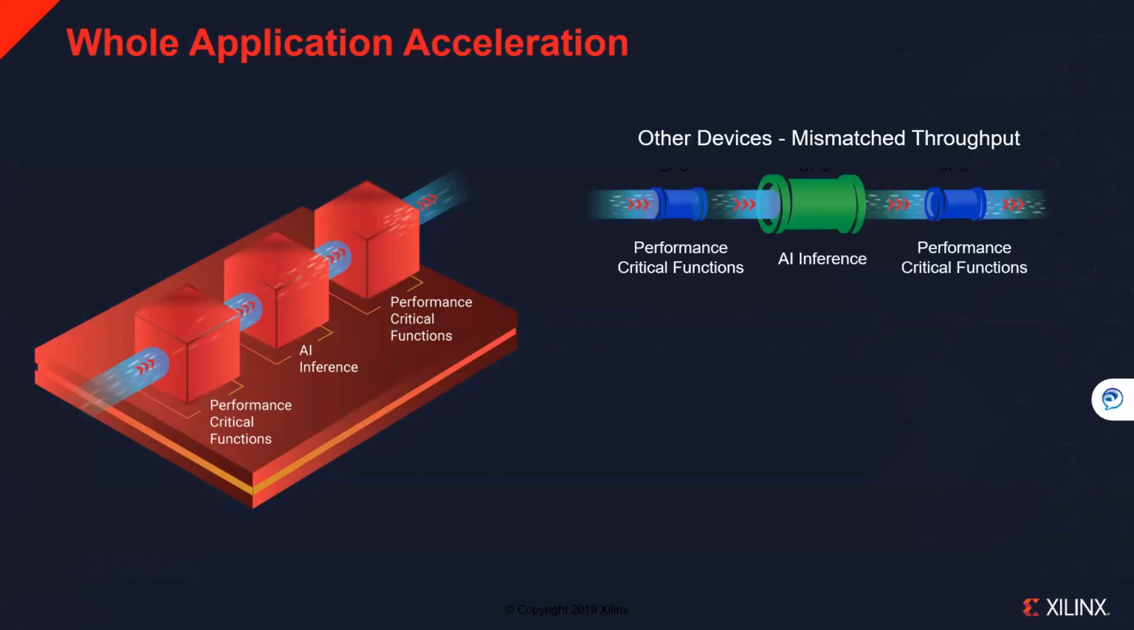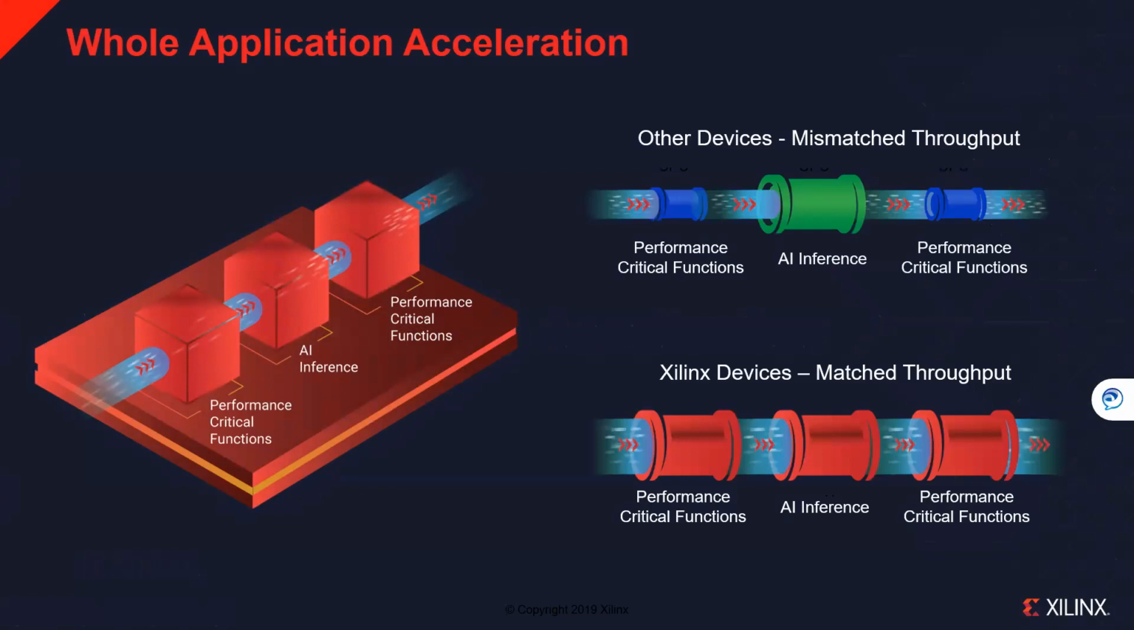And if you just concentrate on accelerating the AI inference part, these performance critical functions, if they are not doing well, can become the bottlenecks in the pipeline. So that's where Xilinx devices do well. You can accelerate even the performance critical functions before and after the AI inference as well. That gives you the best performance for the whole application, not just the inference part.